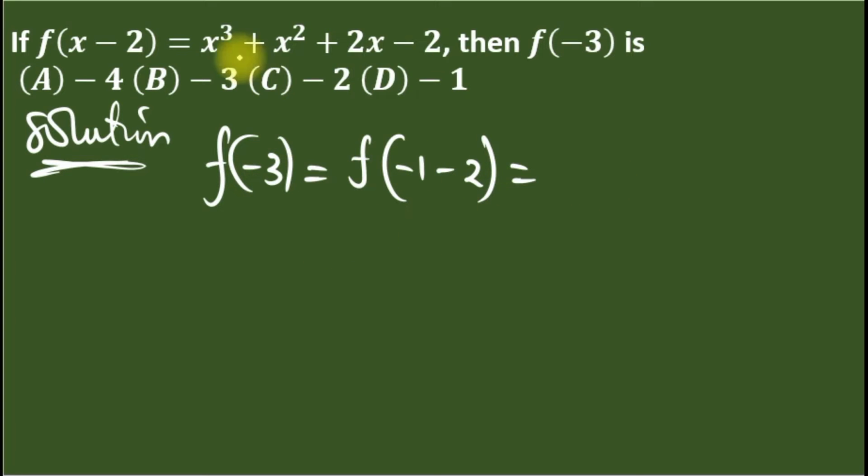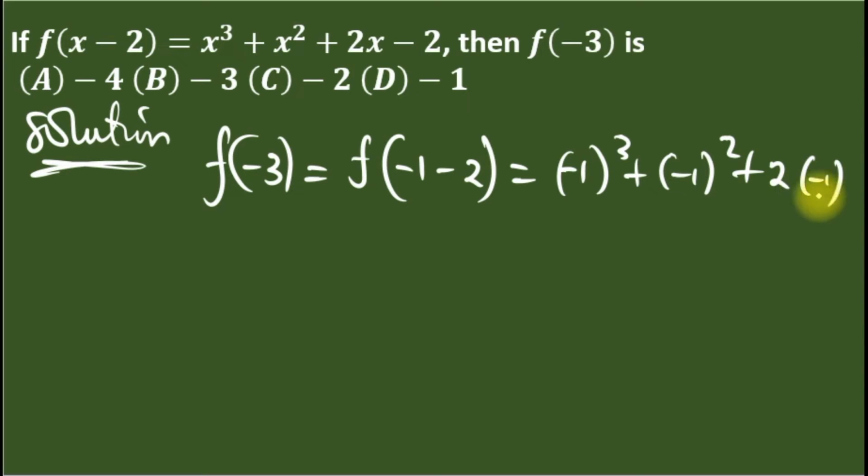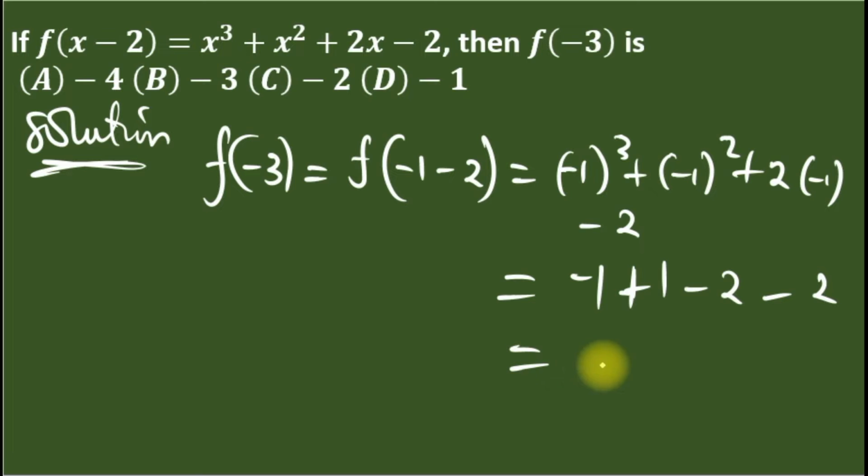And since this is now equal to, wherever I see x, I call it minus 1. Minus 3 plus minus 1 squared plus 2 minus 1 minus 2. So my answer is minus 1 plus 1 minus 2 minus 2. So our answer is minus 4, option A.